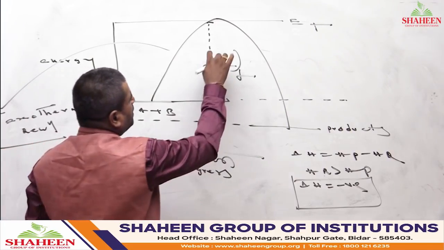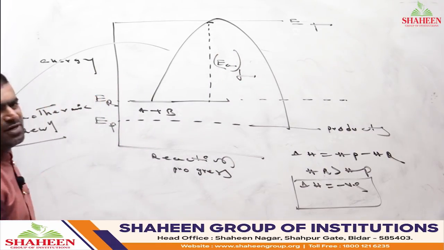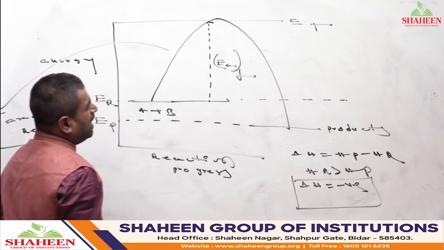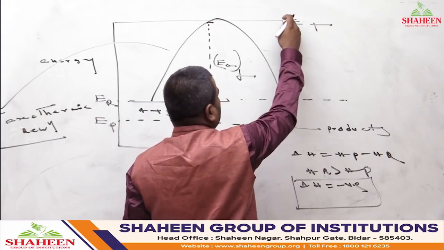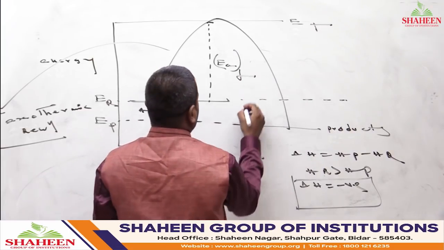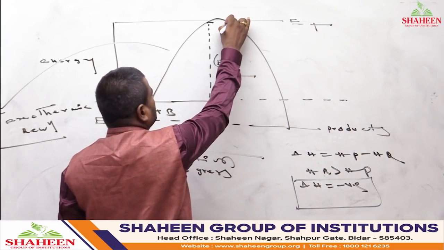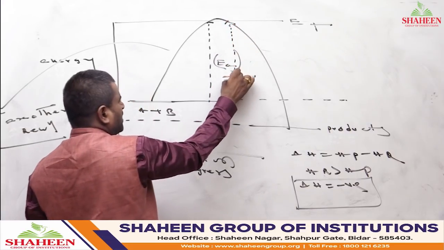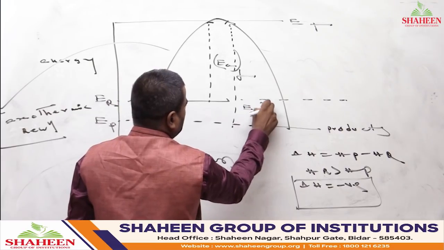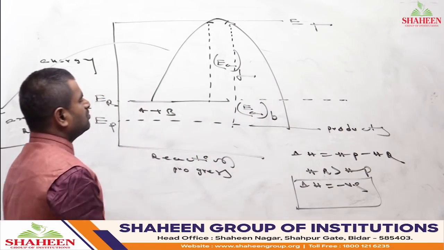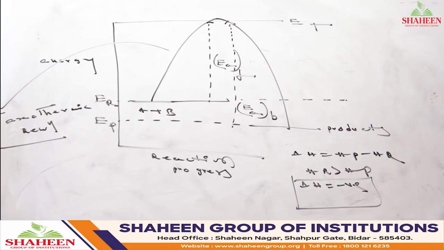Exothermic reaction. Here EAF indicates the activation energy for the forward reaction. This is the activation energy for the backward reaction. Now here also I am drawing one line. This indicates EA backward. Activation energy forward, activation energy backward.